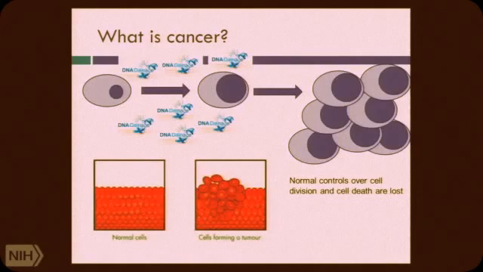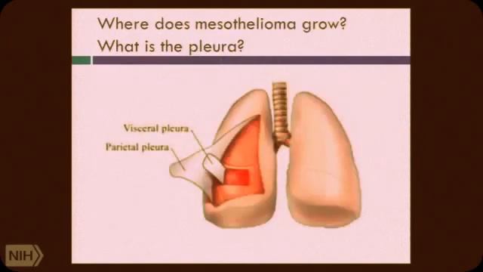Normally, our cells will replicate, grow and divide just enough to replace other dead cells within very, very strict controls. And cells will basically suicide. They'll kill themselves off once they have DNA damage, for example, that stops safe replication. But in cancer cells, that's no longer happening. And what we see then is a build-up of cells that form a tumour. So it grows in the pleura.